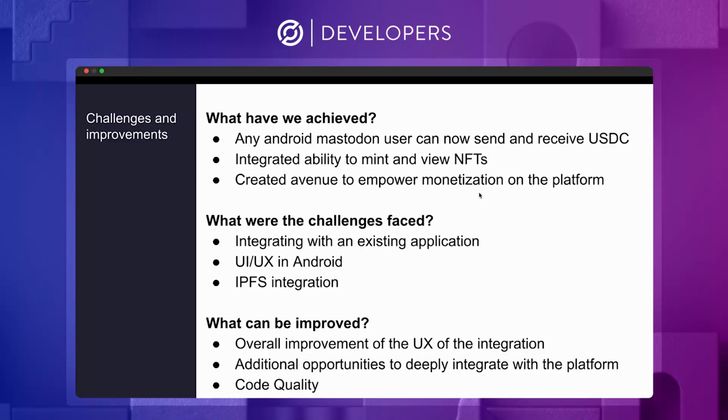Quickly going through what we have achieved here, we have unlocked a way for any Mastodon user to be able to send and receive. The APK can be downloaded by anyone and can be used right now, but obviously on testnet. And we have an integrated ability to mint and send NFTs to people, which unlocks an economy or monetization for the platform where people can tip each other, people can send virtual gifts to each other, and eventually maybe even identity. Like you could store your decentralized identity into the platform and use it for verification and showing a verified tag.